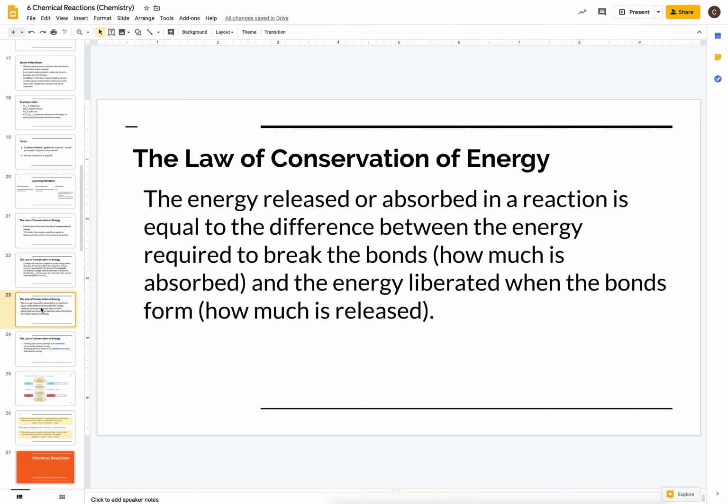So the energy released or absorbed during a reaction is always equal to the difference between the energy required to break the bonds and the energy liberated when the bonds form. So breaking the bonds of reactants is always an absorption of energy, and forming the bonds of the products is always a release of energy. And the difference between those two numbers determines if energy gets absorbed or energy gets released by the reaction.